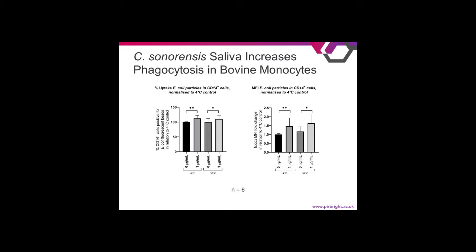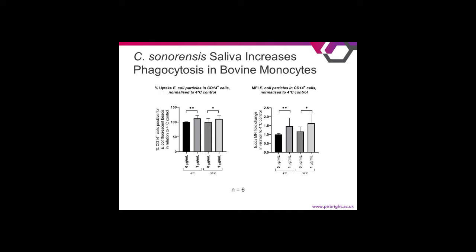And then the second graph, which is the mean fluorescent intensity of these particles. And so the MFI looks more at a cell-to-cell basis. So the higher the MFI, the more each cell is taking up, rather than the percentage of cells, which obviously looks at it at a population level. So basically, the higher the MFI, the more each cell is taking up.